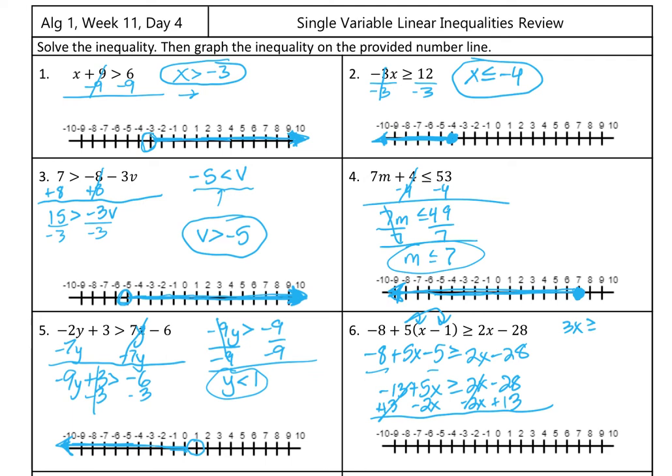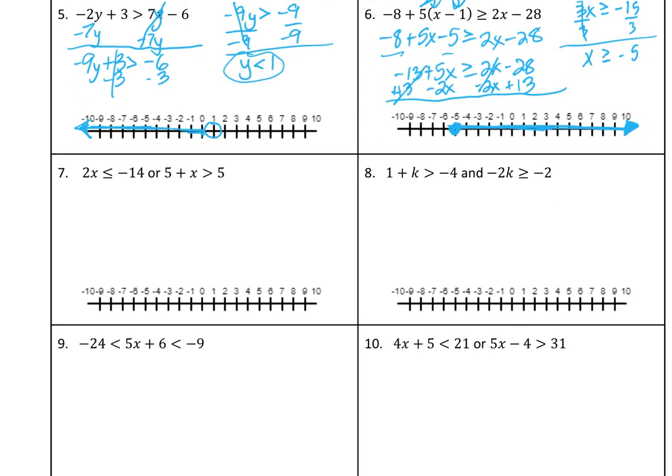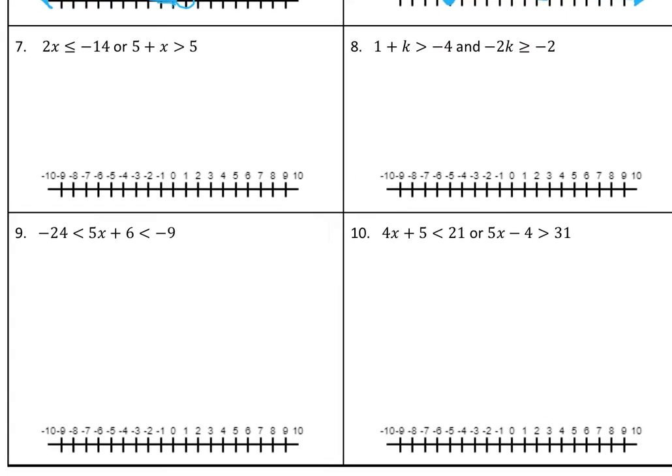We'd subtract those and get a negative answer. So that'd be negative 15. Divide both sides by 3 and get x is greater than or equal to negative 5. So I'm going to put a filled in circle on negative 5. And then we're going to shade to the right. Now, how many more do we have? Just 4 more. Cool.